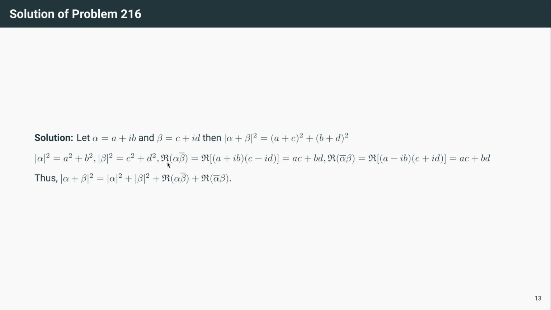Now we try to find out the real part of alpha beta bar. So this will become the real part of (a plus ib) into (c minus id). Now we multiply and you will find the real part as ac plus bd. Similarly, the real part of alpha bar beta would be ac plus bd. So both are the same. So now clearly we will have 2ac plus 2bd. So 2ac we will add with c square and a square, that will become (a plus c) whole square. And 2bd we will add with b square and d square, so that will become (b plus d) whole square. Therefore, the given equation which we have to prove is proved.